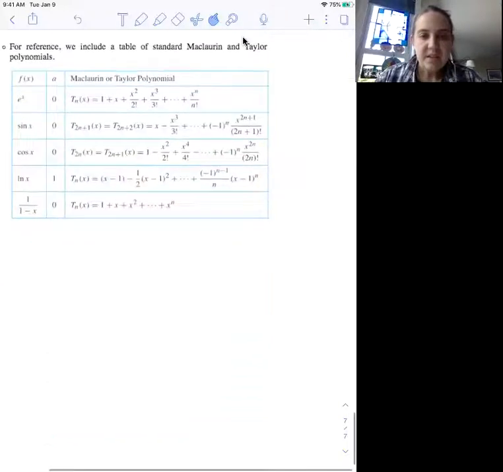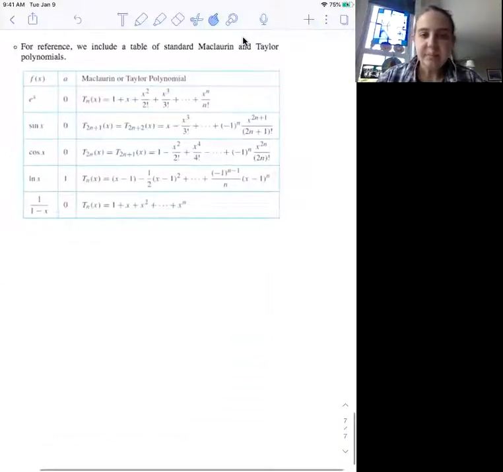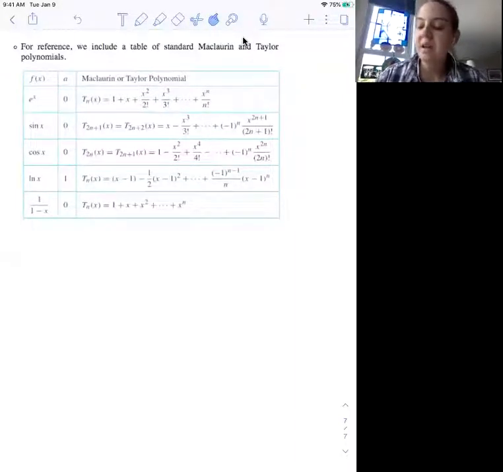And this is a fun table. These Taylor polynomials, all centered at 0, are called Maclaurin polynomials. Here's e to the x in expanded form, sine of x in expanded form, cosine of x in expanded form, and a natural log in expanded form.